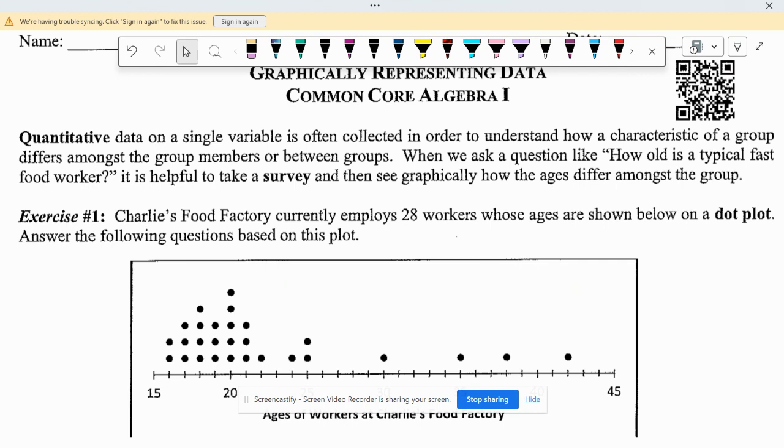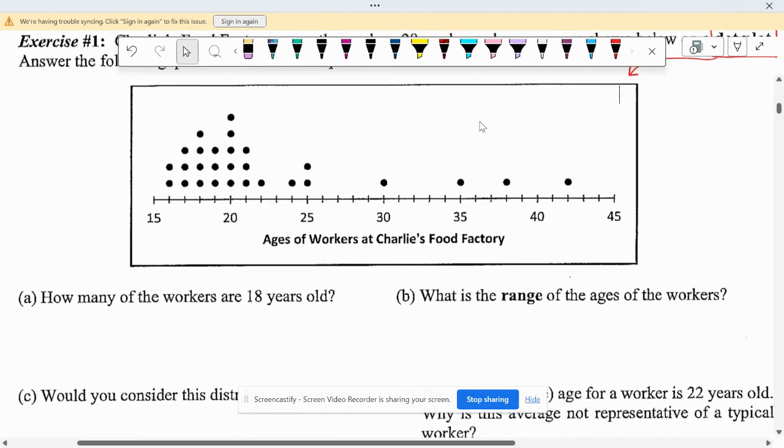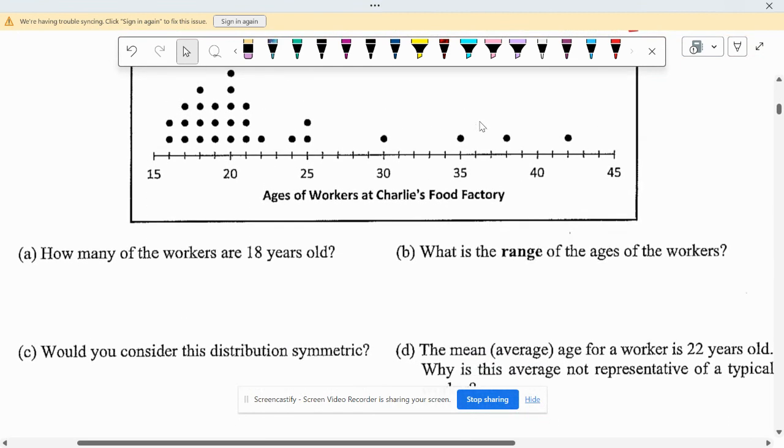Charlie's Food Factory currently employs 28 workers whose ages are shown below on the dot plot. So that's that first thing that I talked to you about today, right? As one of our warm-up questions. This is a picture of a dot plot, okay? So let's look at the dot plot and answer the following questions. Question A says, how many of the workers at Charlie's Food Factory are 18 years old?